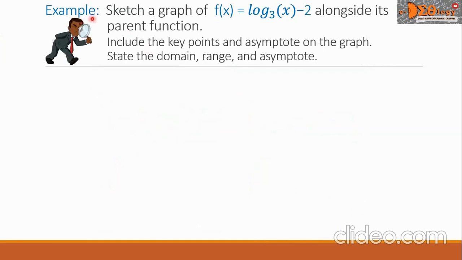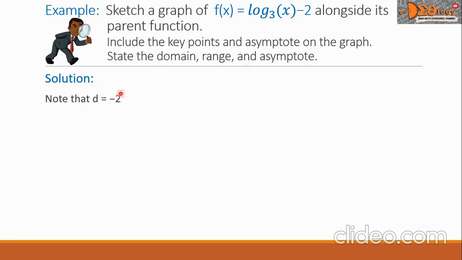Let us see this example. Sketch a graph of f of x equals log of x to base 3 minus 2 alongside its parent function. Include the key points and asymptote on the graph. State the domain, range, and asymptote.